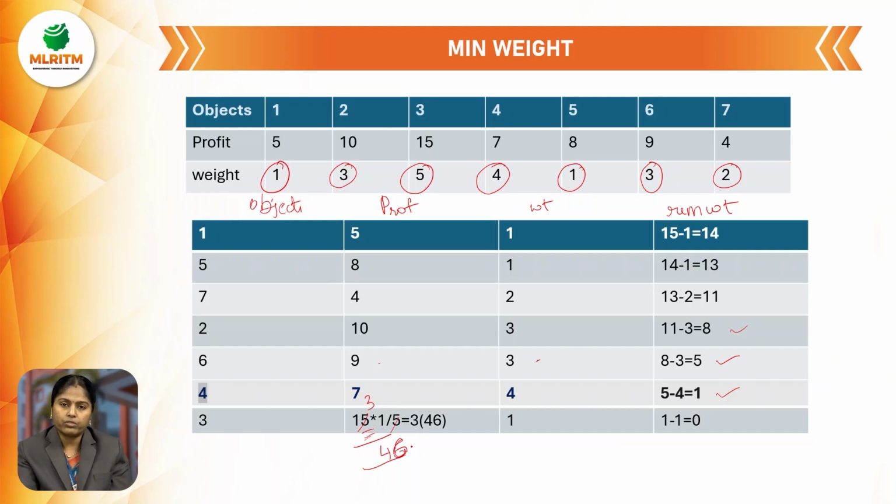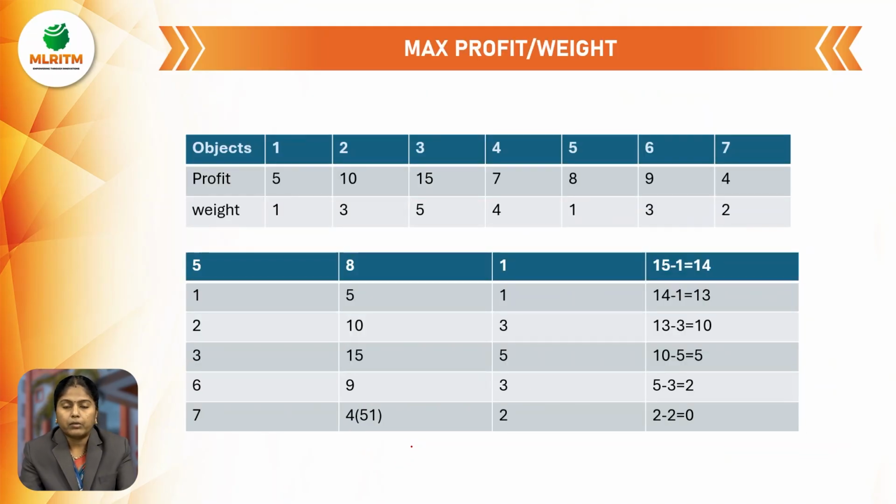This is another approach to calculate the fractional knapsack using the greedy method. And the next one is the third approach, where we calculate the maximum profit by weight. There are 3 approaches for the fractional knapsack: first is maximum profit, second is minimum weight, and third is maximum profit by weight. Now first of all, you have to calculate the profit by weight ratio. According to this, we have to arrange the objects.